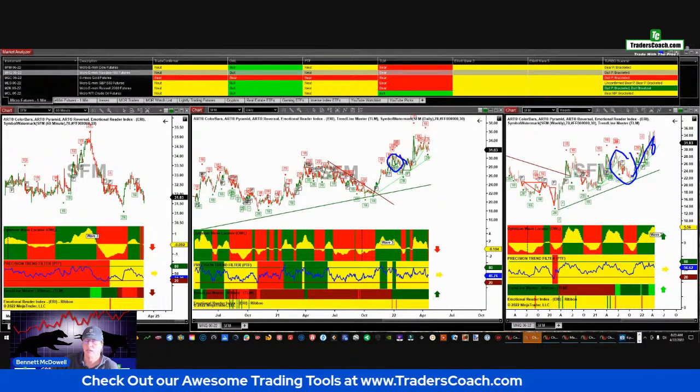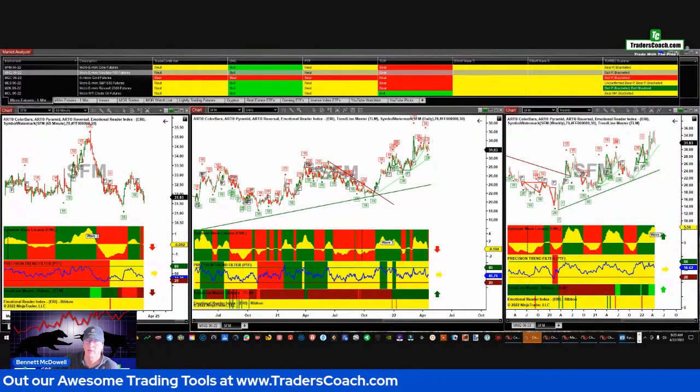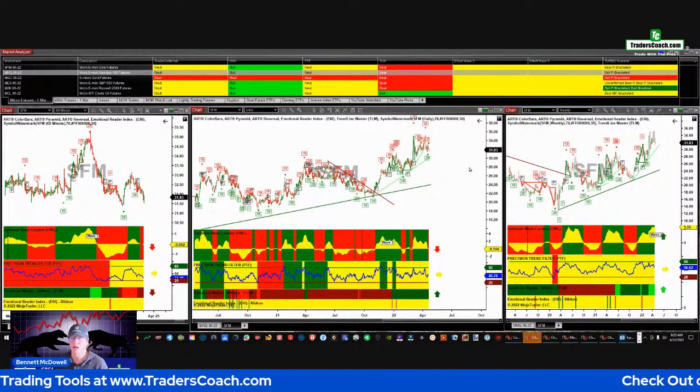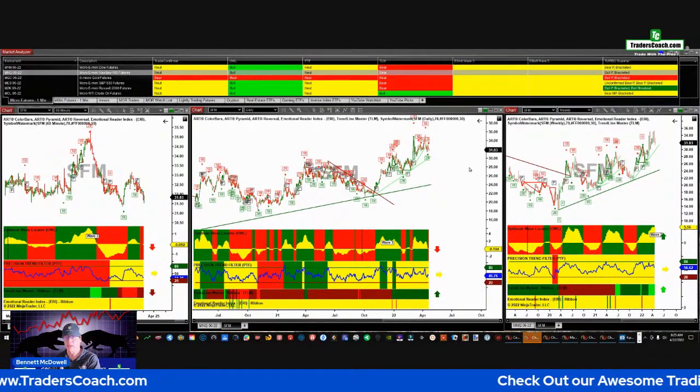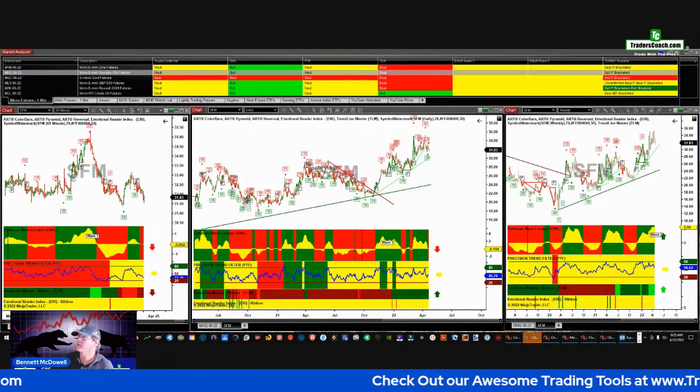We even see it on the daily. So you're going to just have to be patient with this one and put your stops where you feel it's appropriate, either based on the weekly chart or the daily chart. But I see more highs coming.